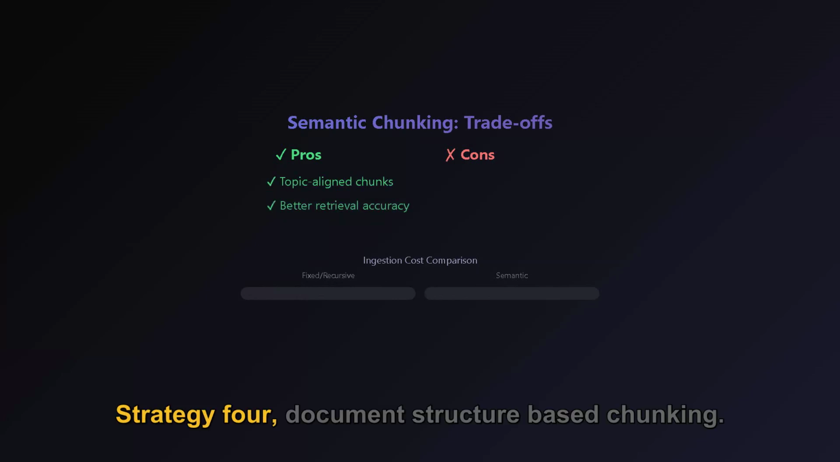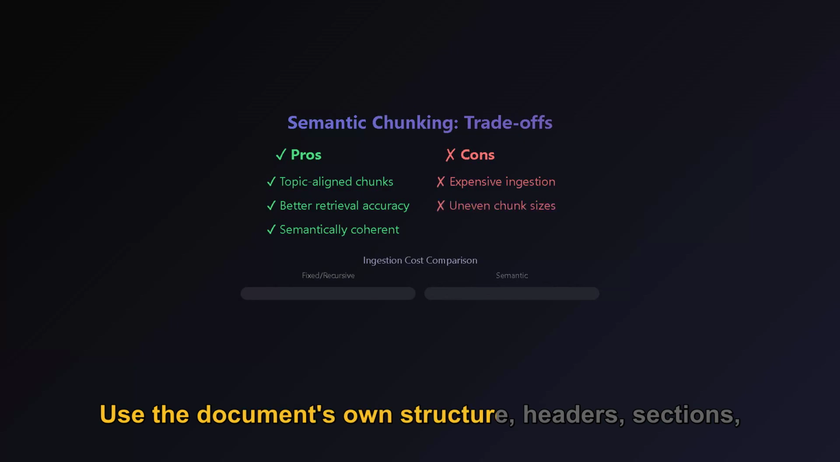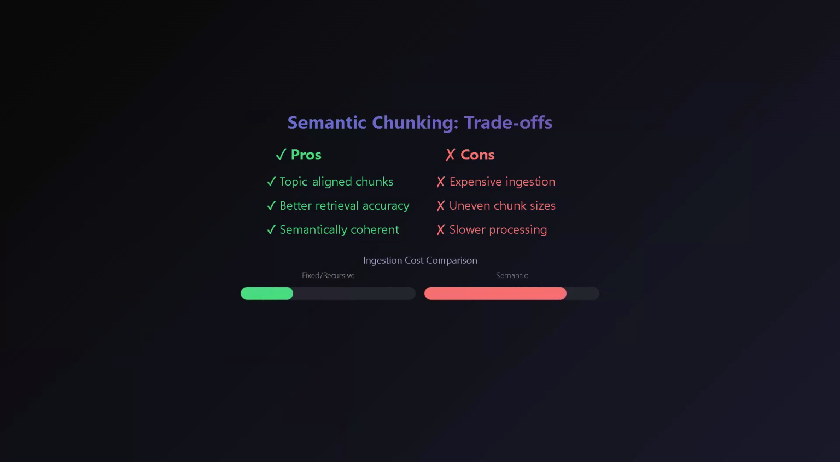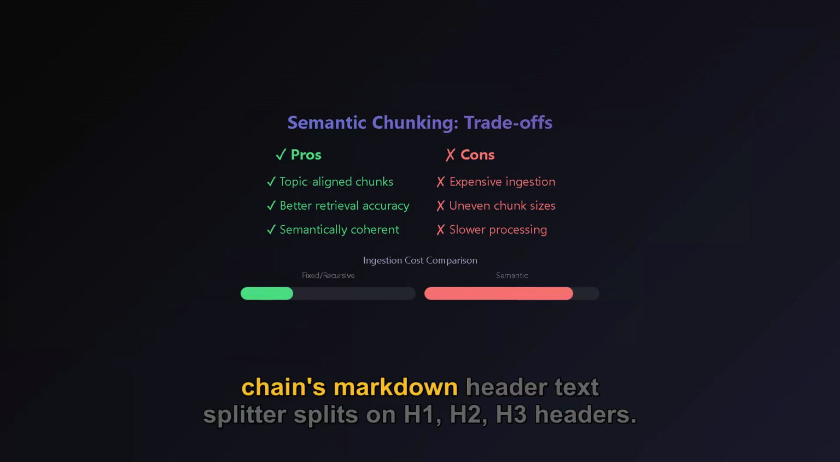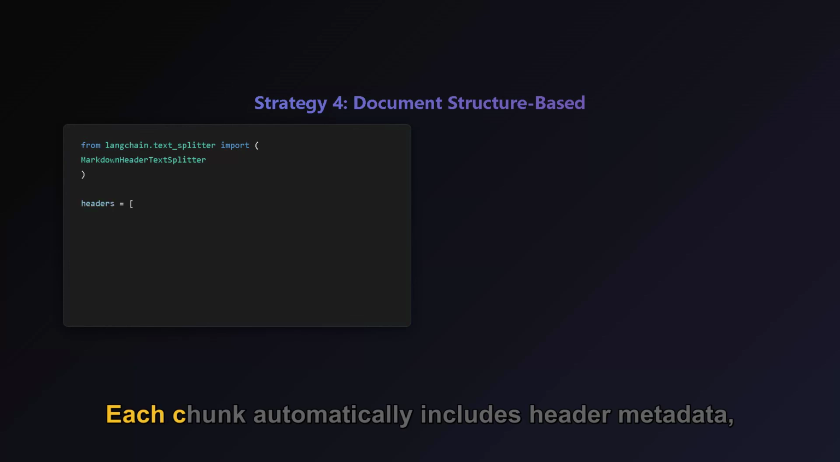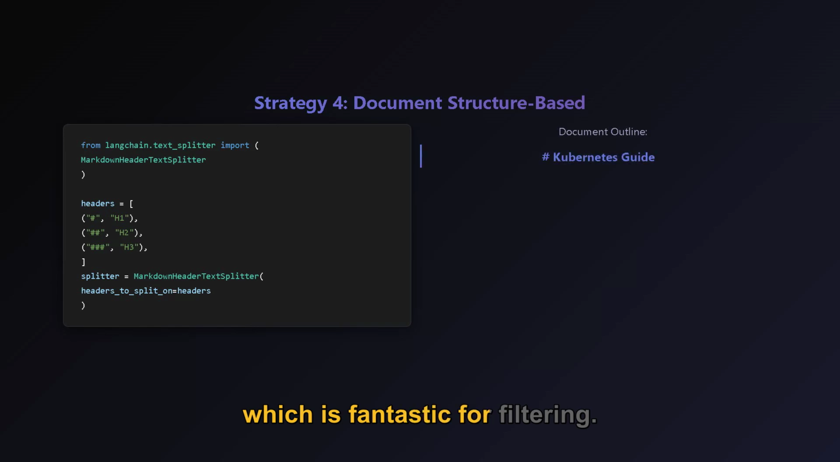Strategy 4, document structure-based chunking. Use the document's own structure, headers, sections, code blocks, as natural boundaries. For Markdown, LangChain's MarkdownHeaderTextSplitter splits on H1, H2, H3 headers. Each chunk automatically includes header metadata, which is fantastic for filtering.